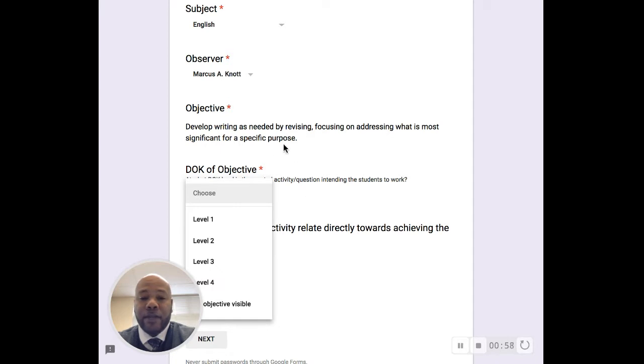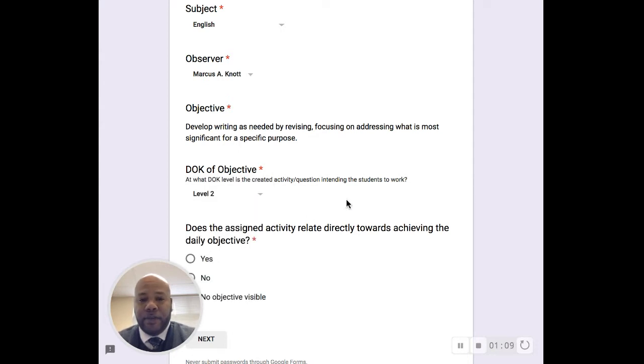Part of the reason why it is so important for us to have them as far as our data collection is concerned, but also, of course, instructionally, it's very important for the kids to understand what it is they are supposed to be learning for the day. This objective, I'd give a level 2.